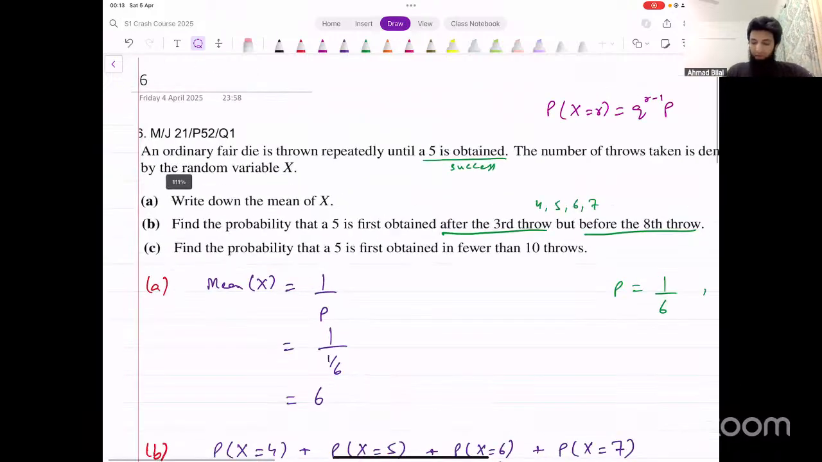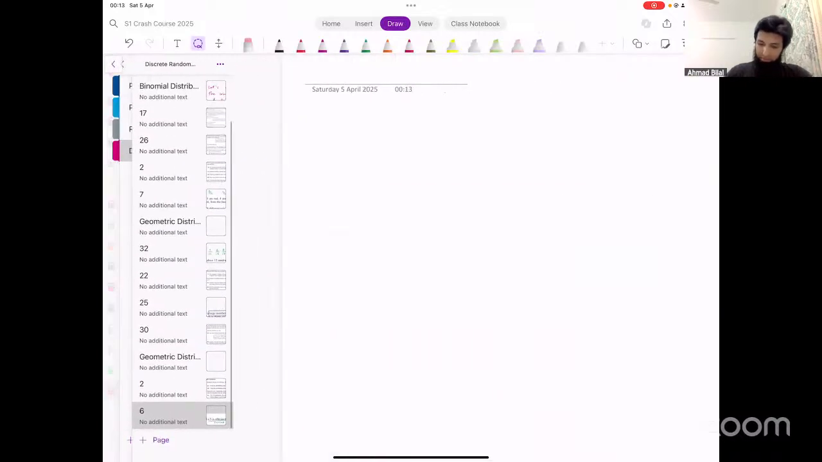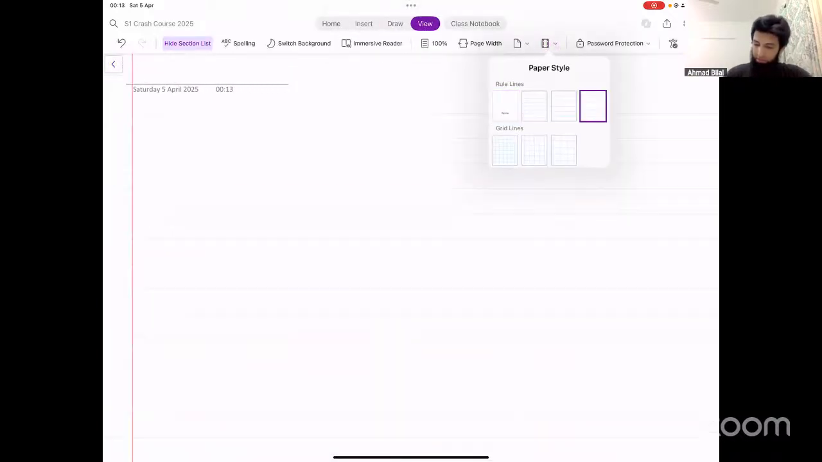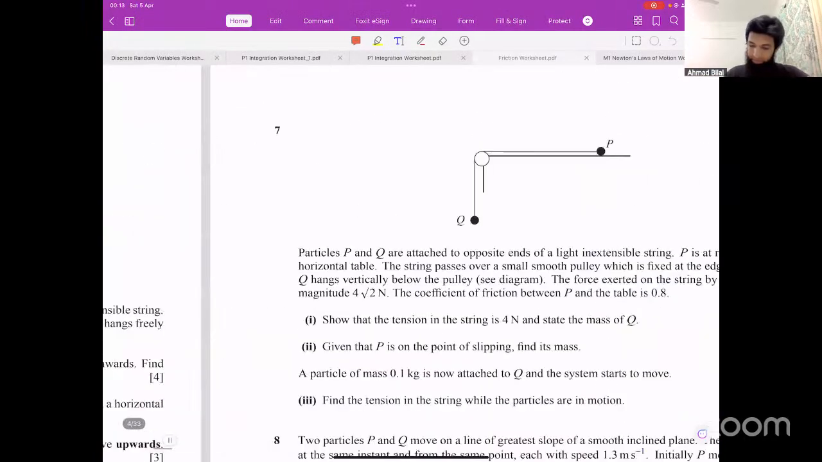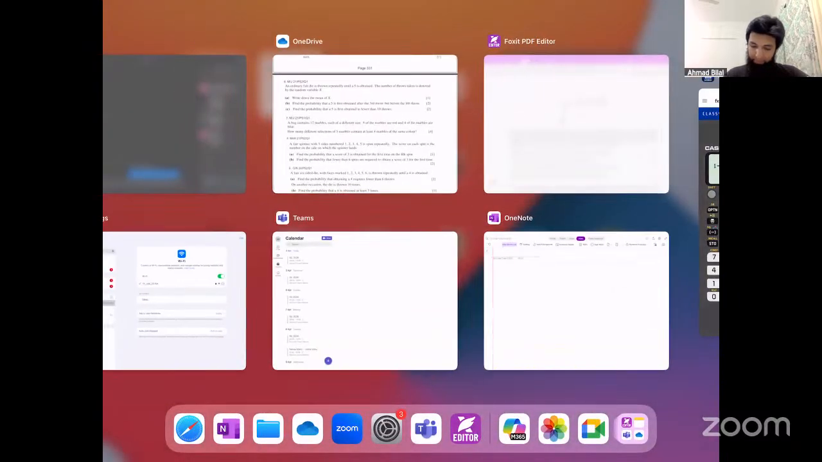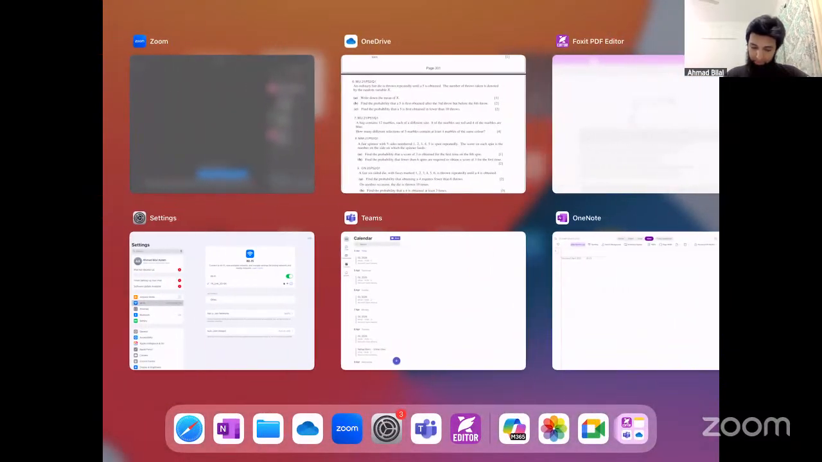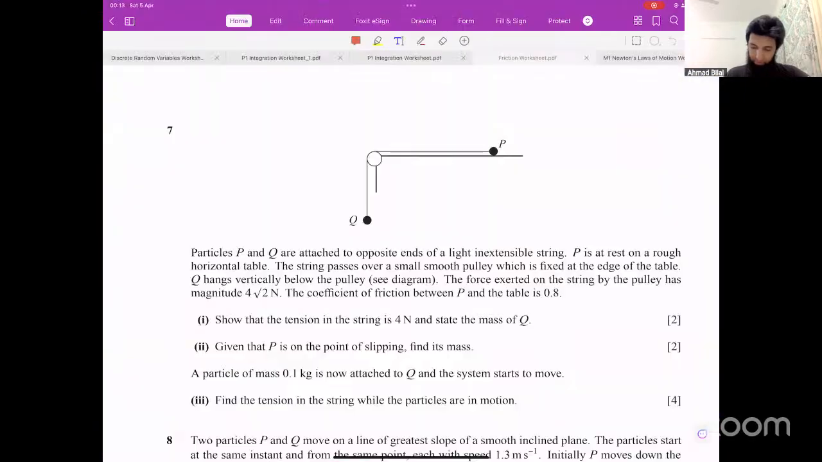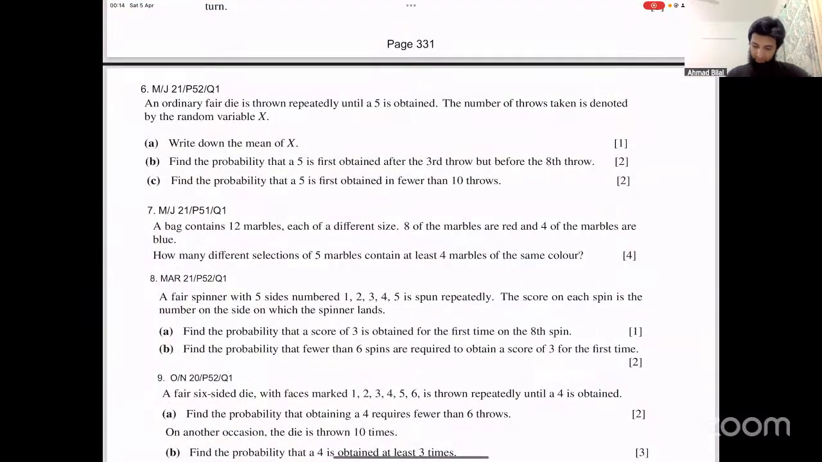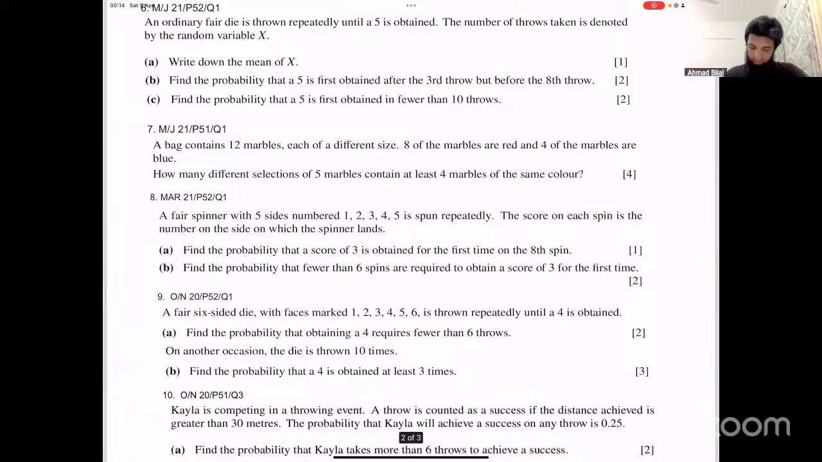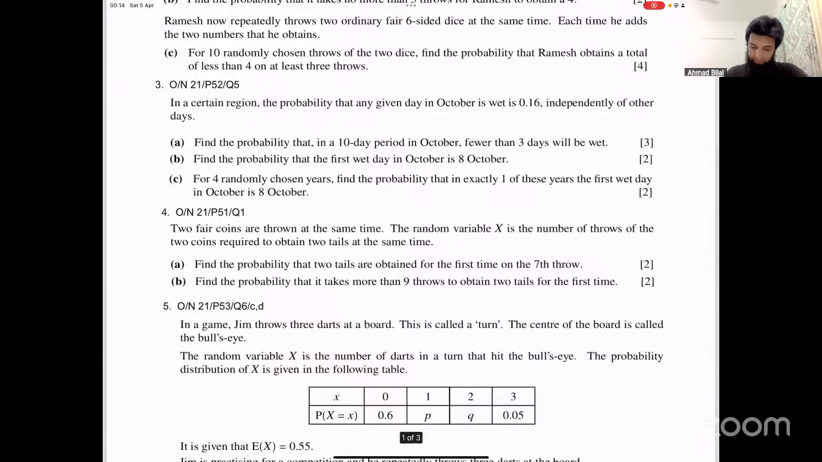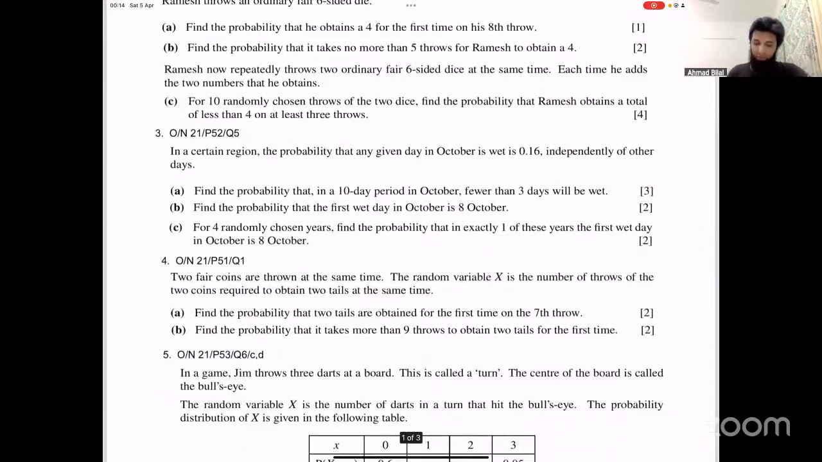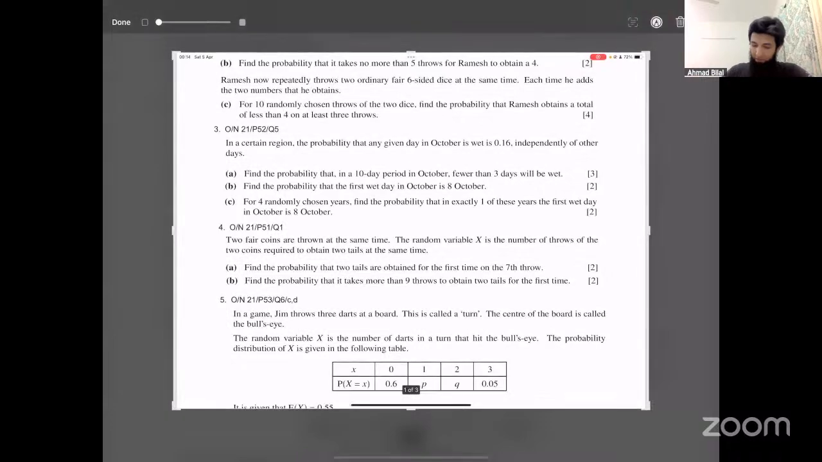Okay, let's do one last question and then we end for today. And that is the one question that I have lined up for today. Question number 3. Let's do this one last question and then we end.